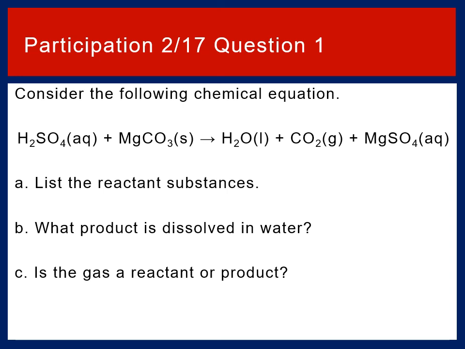This is the first question for participation 217, due Wednesday, February 17th on Blackboard. Link to the assignment is right below the links to these videos. Based on this chemical reaction that's given at the top here, I would like to know 3 things. List the reactant substances, what product is dissolved in water, and is the gas a reactant or product?